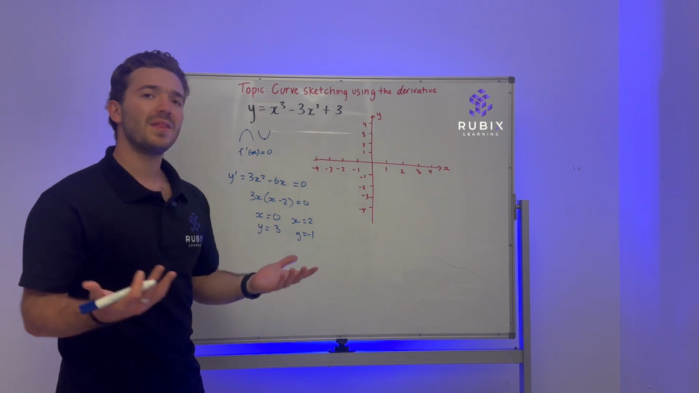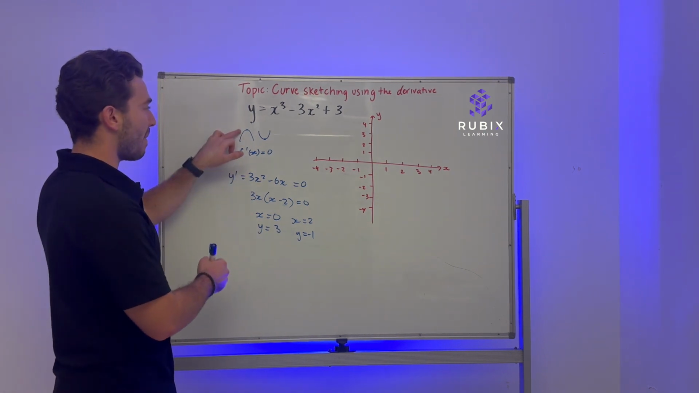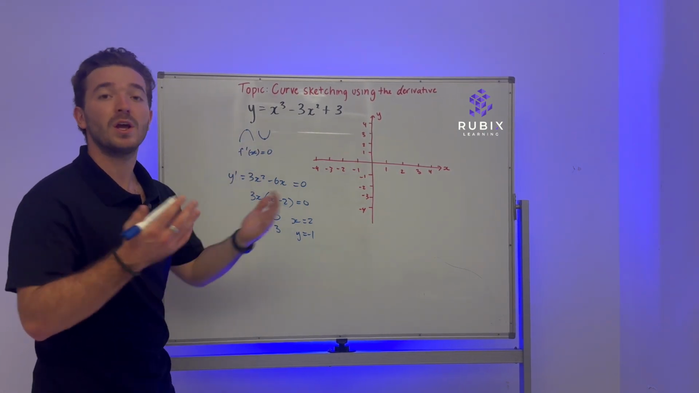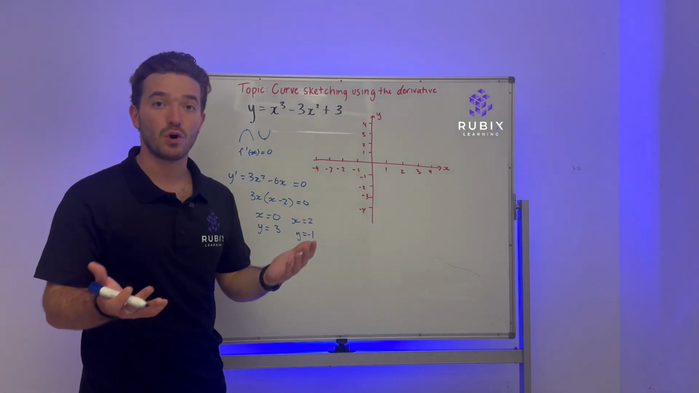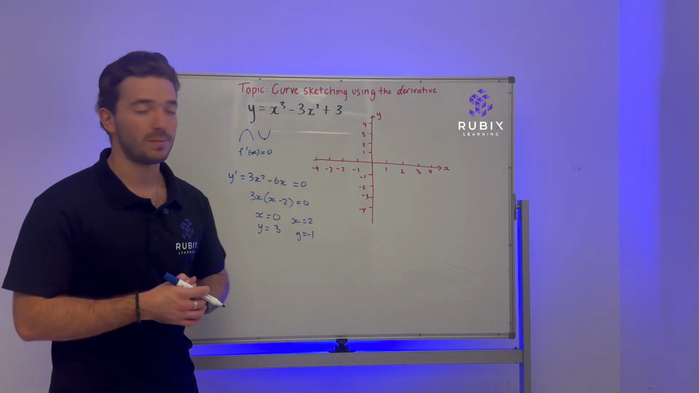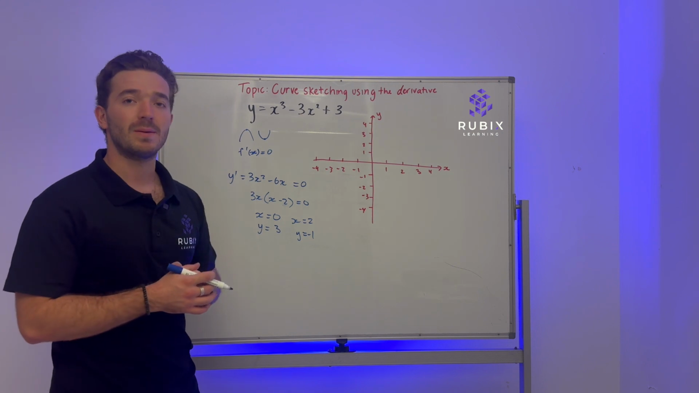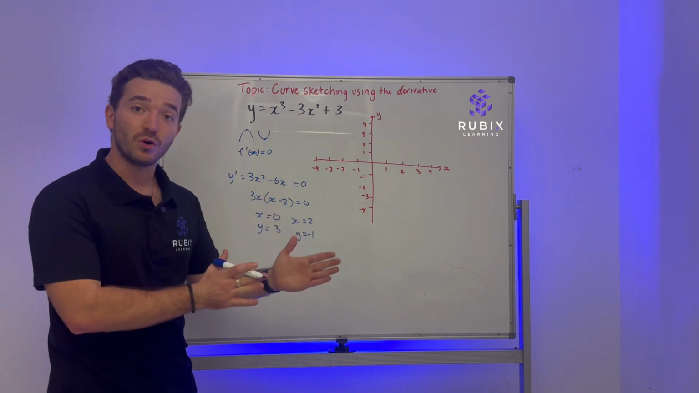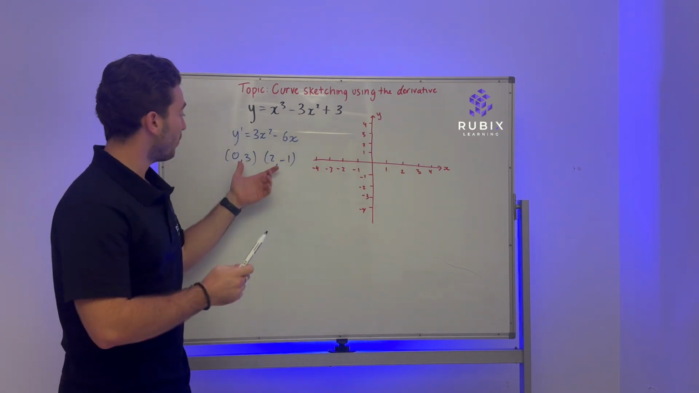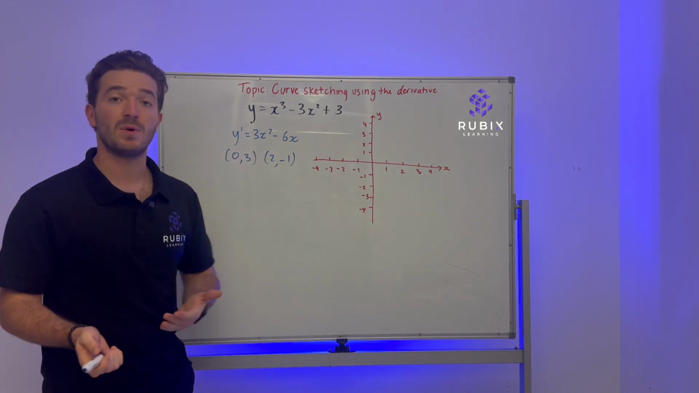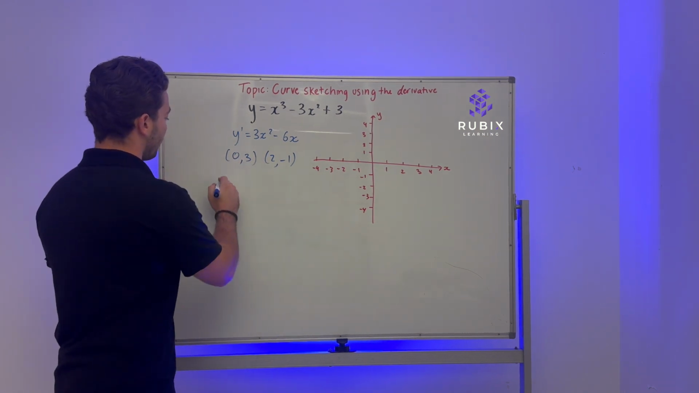But are they maximum or minimum? Are they a max turning point or a min turning point? Turning point, by the way, is another way of saying stationary point. So is it a maximum or is it a minimum? We need to use something called the first derivative test. So to determine whether we have a maximum or minimum for these turning points, let's use the first derivative test.